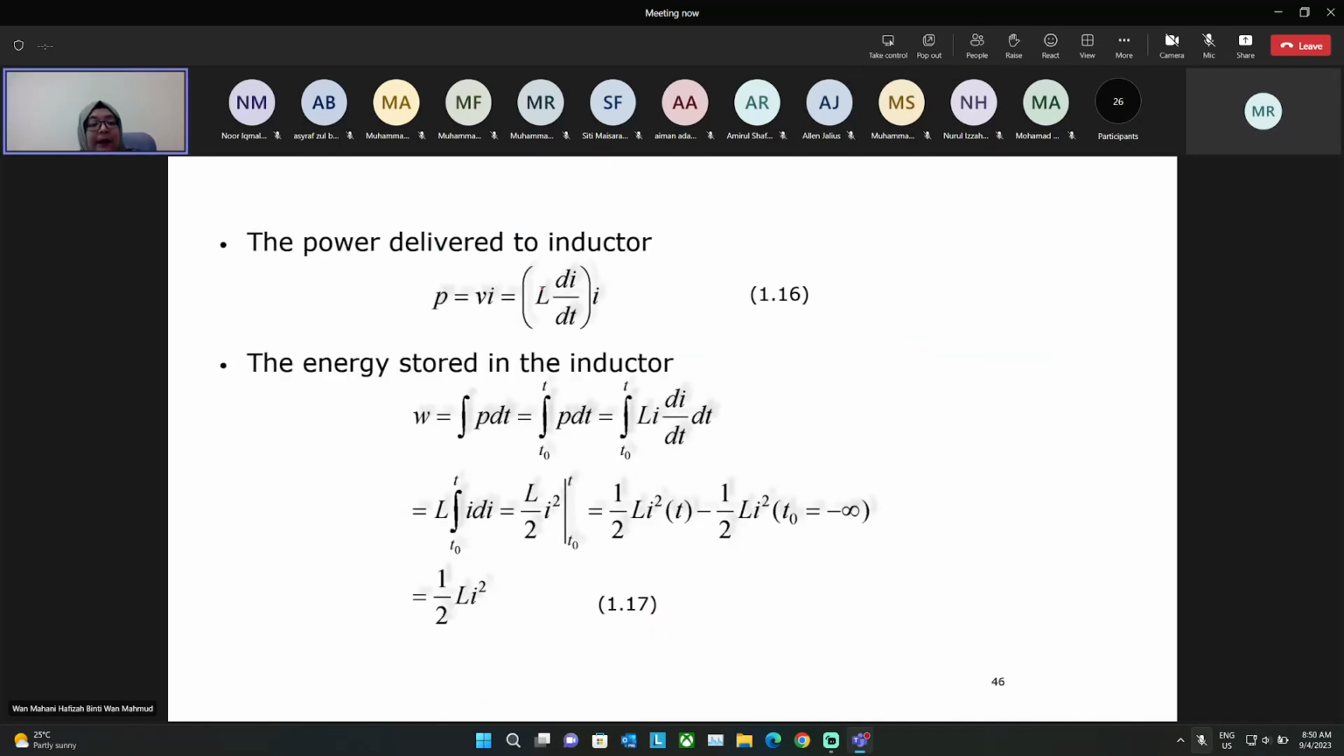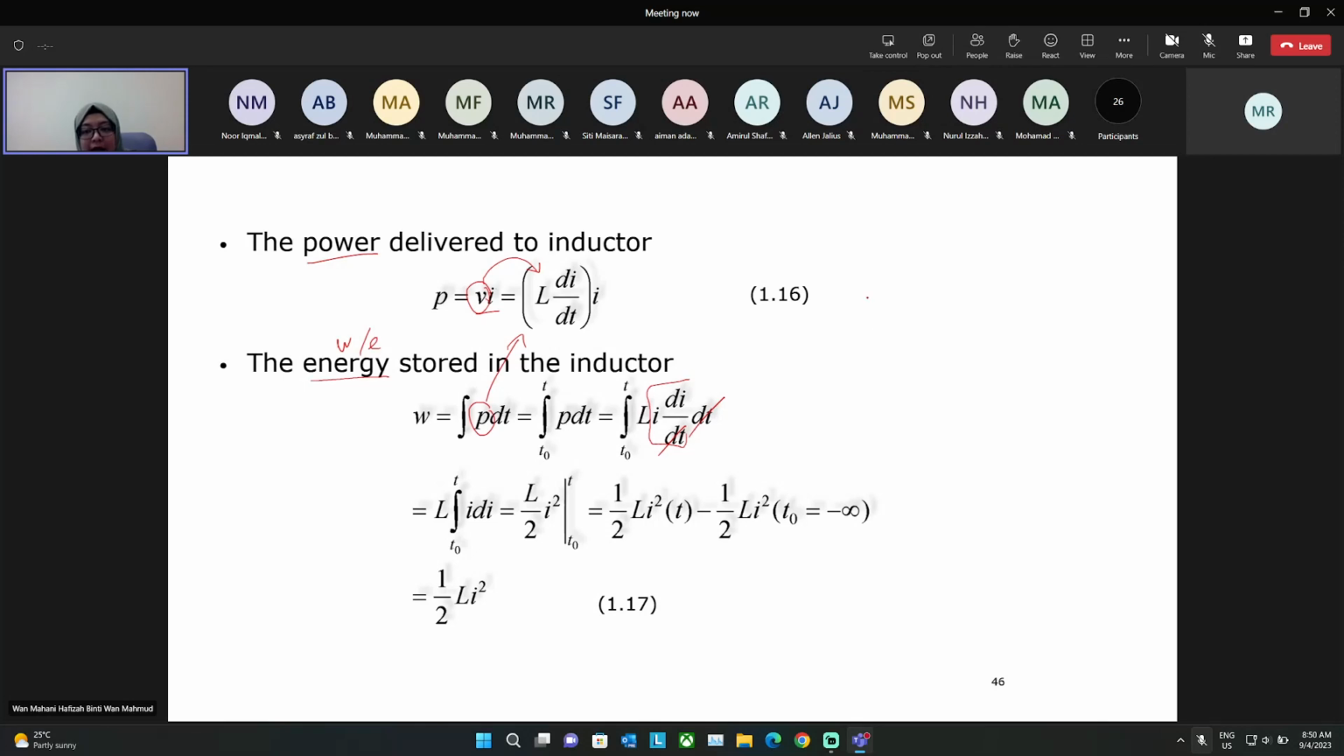And the next equation is power. Power is V times I. But right now, our V can be represented as L di/dt. So that's why your equation becomes like this. And then the energy, W or E, is the integration of the power. So you integrate power dt. You substitute power with the above equation, L i di/dt. You can remove this. Bring L out, and integrate this one.